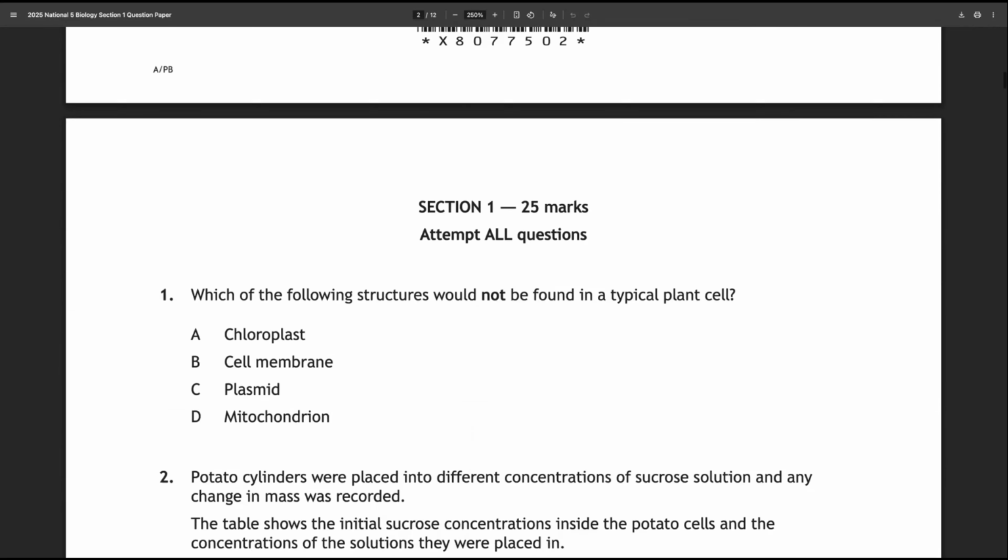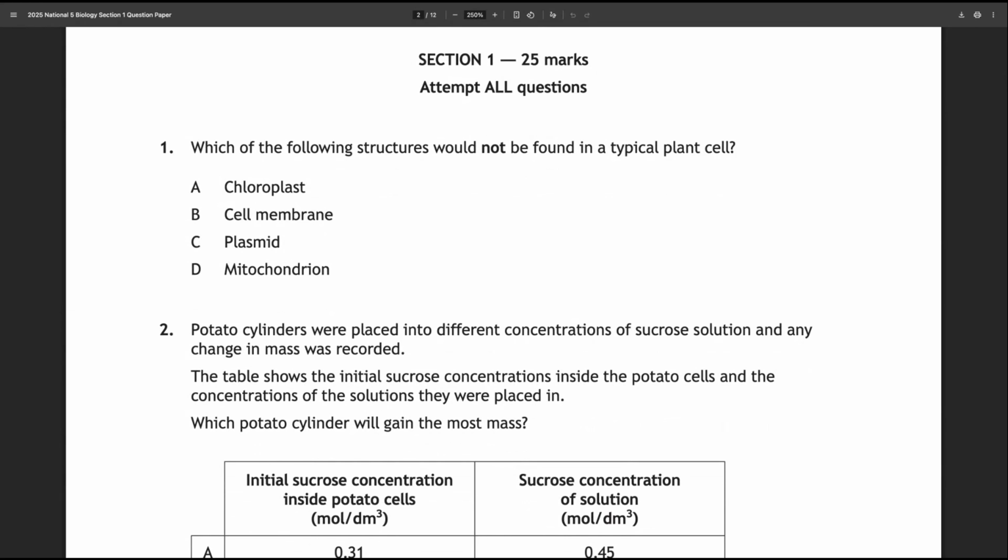We're going to start off with section 1, the multiple choice section, which is worth 25 marks. So there are 25 questions in total. Now, in this section of the paper, you will be choosing from 4 options, A, B, C, or D, and you'll be marking it onto a grid with a pencil.